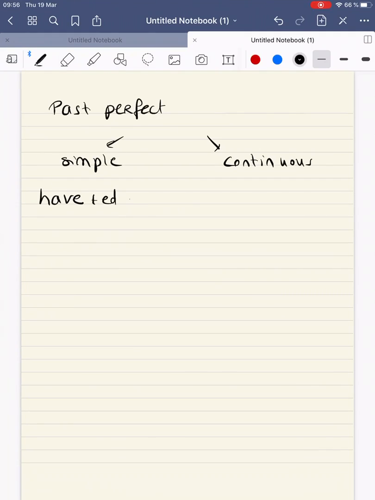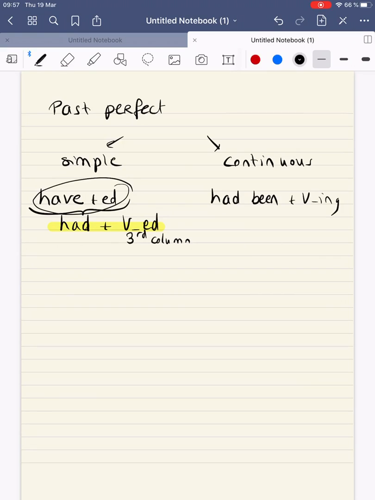So the simple version of the past perfect is had plus the past participle. So this is the construction. Had plus past participle. Remember, 3rd column for the many irregular verbs that you have to learn. The continuous version, very similar. Had, been, plus the verb in the gerund. I used this in order for you to understand that it's exactly the same as present perfect, but in the past, so it becomes this.